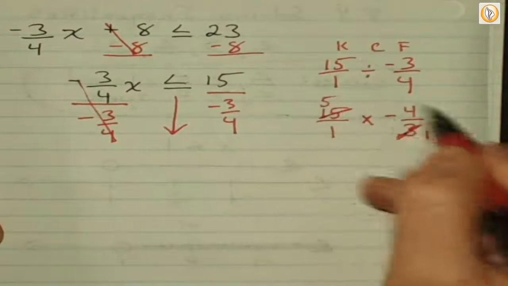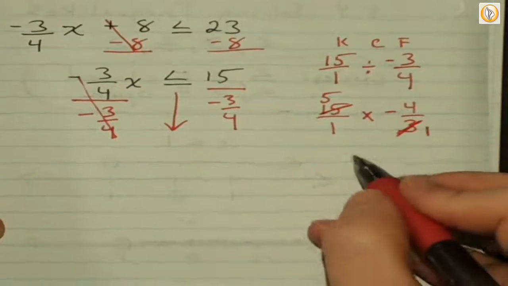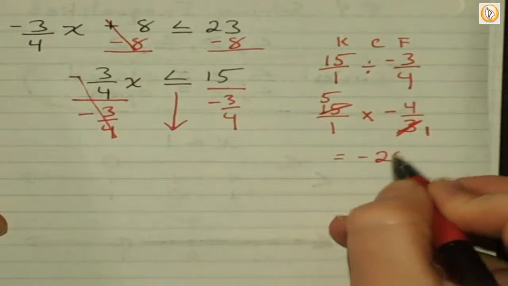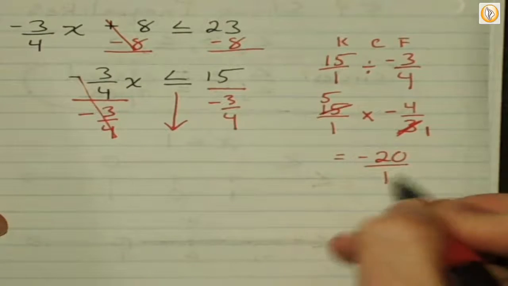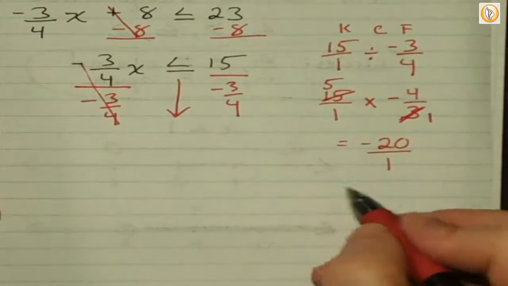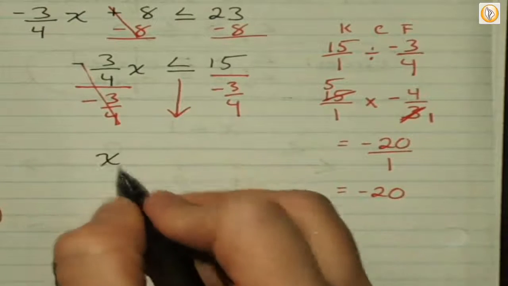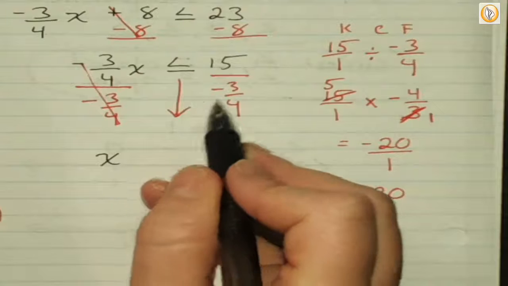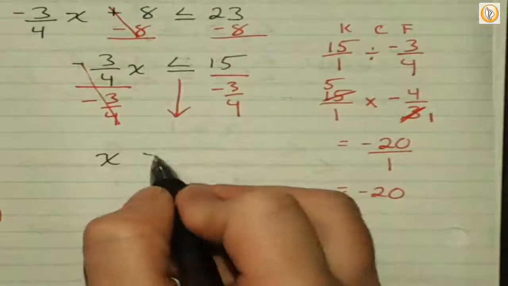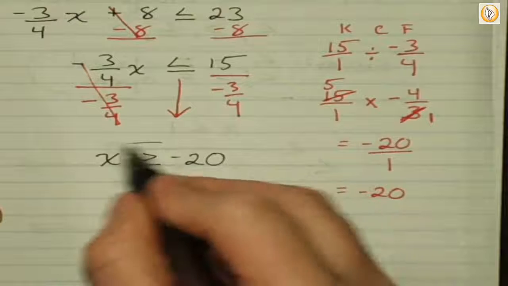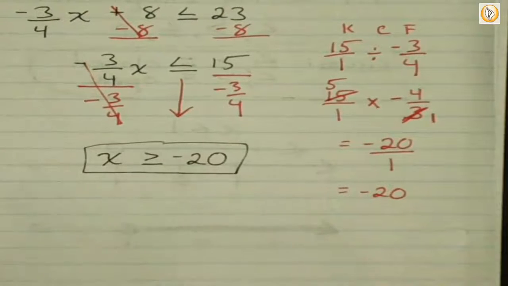So then 5 times negative 4 is? Negative 20. And then 1 times 1 is? 1. So then really, your answer is negative 20. So then x, and we have to flip the sign because we are dividing by a negative, is greater than or equal to negative 20. There is our answer.